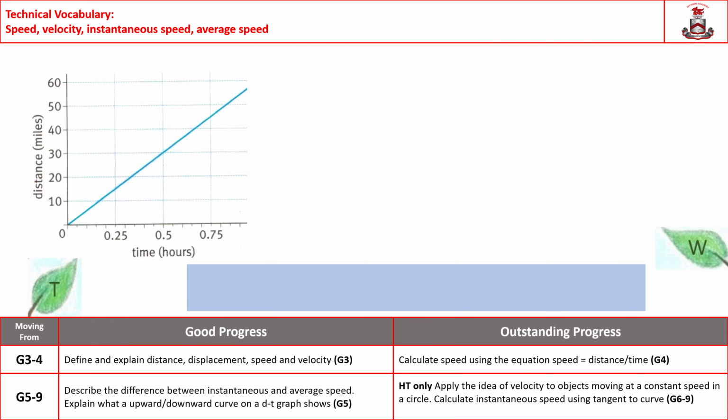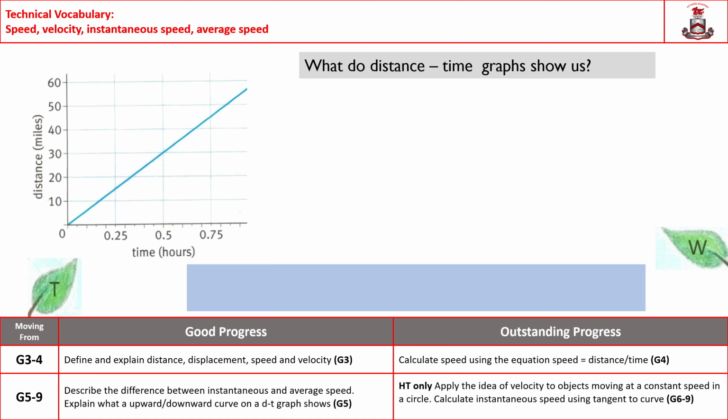Now let's have a look at the graphs, because this section is all about reading graphs and being able to understand what they mean. So, what do distance time graphs show us? Well, first of all, what is a distance time graph? A distance time graph is a graph that has distance on the y-axis and time on the x-axis. So just like this graph here.